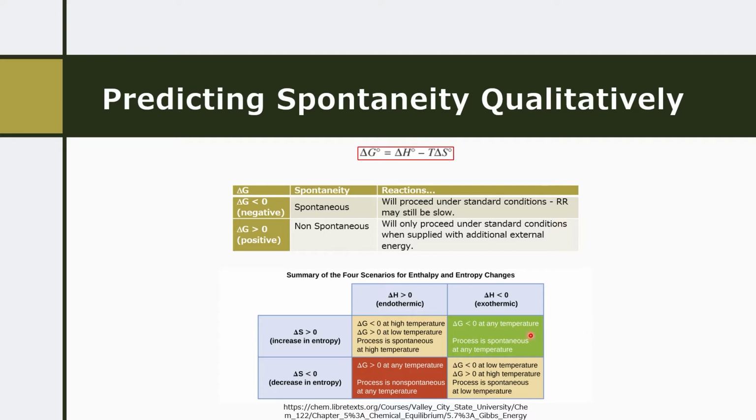So what you'll see is that for exothermic reactions that increase entropy, all of those processes will be spontaneous, regardless of what this T value is in the equation. Conversely to that, endothermic processes that decrease entropy will always be non-spontaneous regardless of what the T value is. Things become a little bit interesting when we start looking at, well, what about endothermic reactions that increase entropy or exothermic reactions that decrease in entropy?